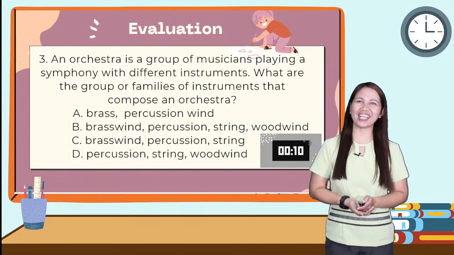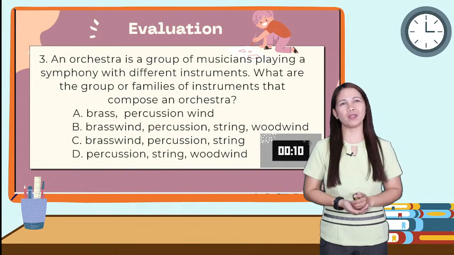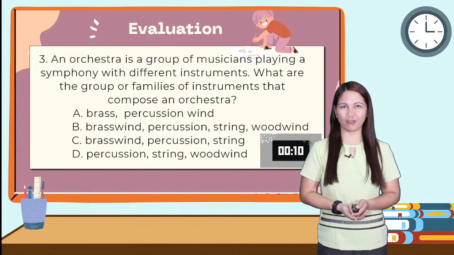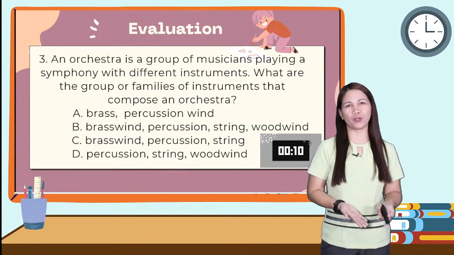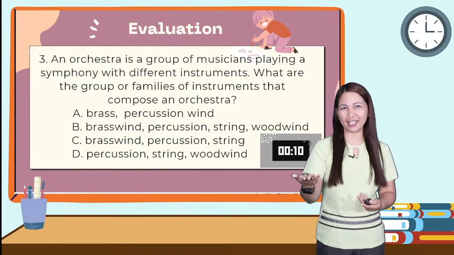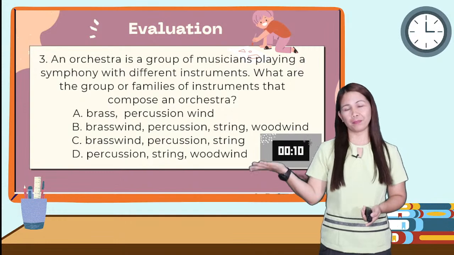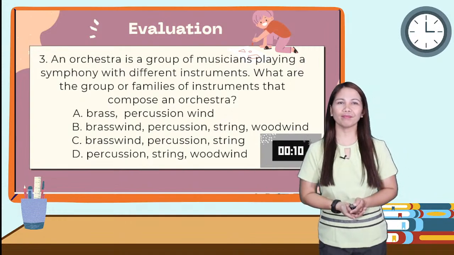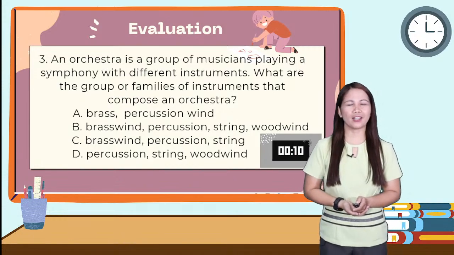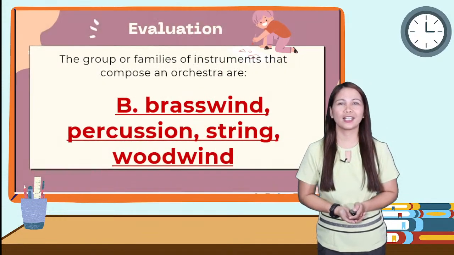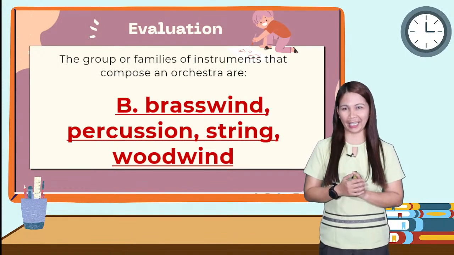How about number three? The timer's not working. An orchestra is a group of musicians playing a symphony of different instruments. What are the group of families of instruments that are composed of an orchestra? Any guess? I guess it was already written in the pretest. Yeah, four. Correct answer is, of course, the brass wind, percussion, string, and woodwind. Letter B.